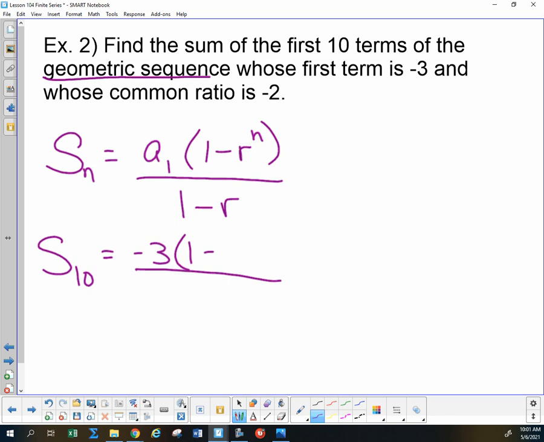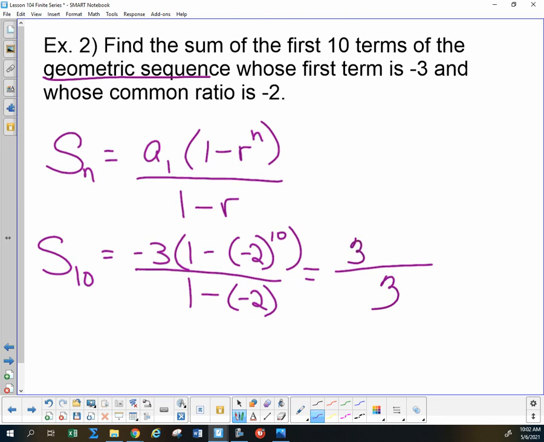Shout it out. Now we need to be careful. That is 1 minus r. So we need to make sure we are taking that whole -2 to a power. And in this case, to the 10th power. And then over 1 minus the -2. So my denominator is easy. 1 plus 2 is 3. My numerator is 3 times 1 minus. Now, will -2 to the 10th be positive or negative?